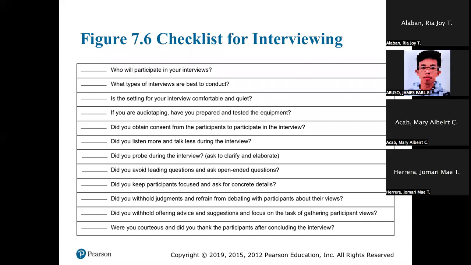So there's a statement there: never argue, never have a debate with the participants. Just record what they are able to answer in the different questions that you're actually asking. So if you look at figure 7.6, all of these questions are answerable by what?